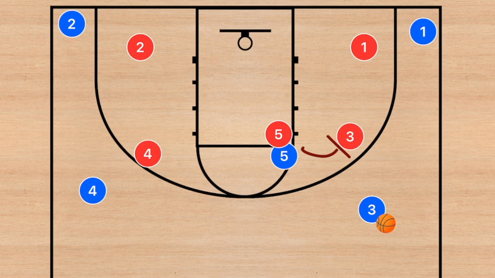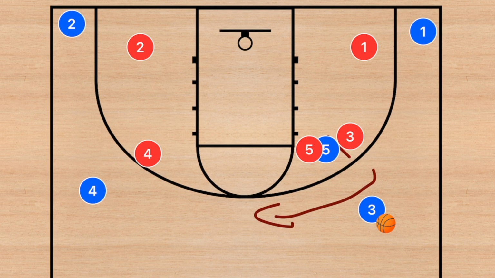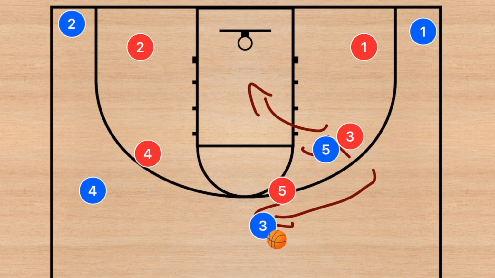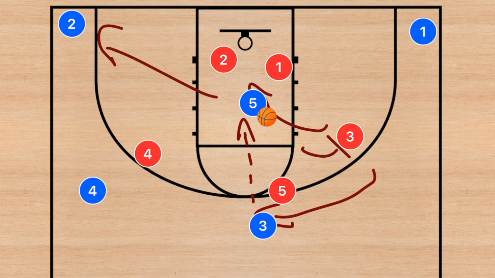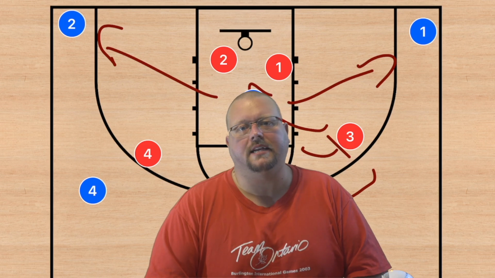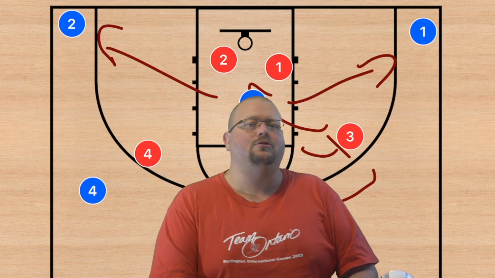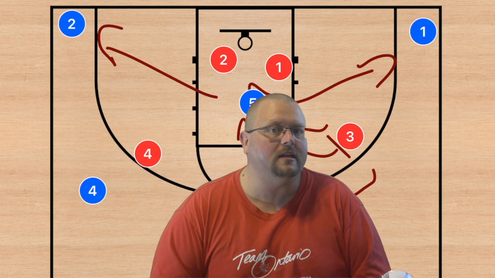is just going to be a simple screen and roll between players 3 and 5. If they switch, it's even better, and then we can get ourselves an open layup. If this collapses the defense, we kick the ball out to the guards, who are going to have open 3-point shots. There's a couple of plays that you can run out of the high post that can get you some easy baskets. I hope that these plays help your team.